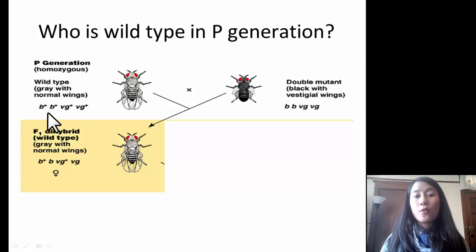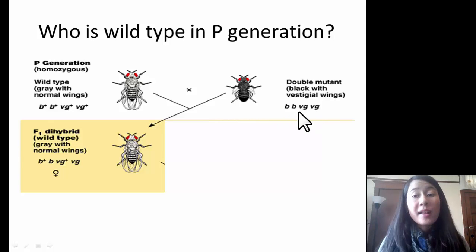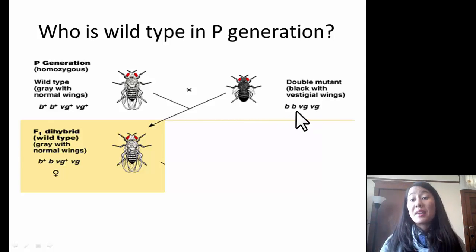So I see that over here on this side, I've got B's with plus signs and VG's with plus signs. That means that this fly on the left is the wild type fly because it's denoted with the plus signs. Over here on the right, I see a genotype with no plus signs, so they must be the mutant.